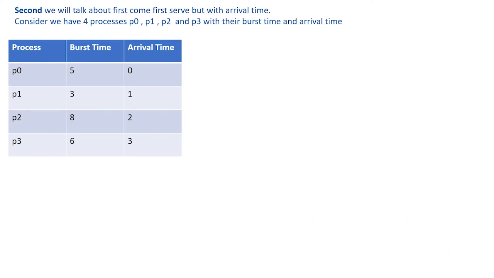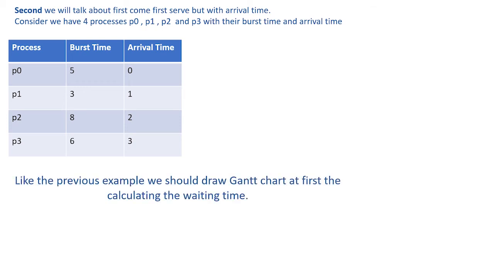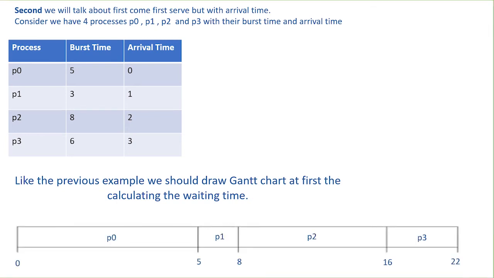Second, we will talk about first come first serve but with the arrival time. Consider we have four processes P0, P1, P2 and P3 with their burst time and arrival time. Like the previous example, we should draw the Gantt chart first, then calculate the waiting time. Waiting time will be start time minus arrival time, so P0 will be 0, P1 will be 4, and so on. Then the average waiting time will be 5.75.